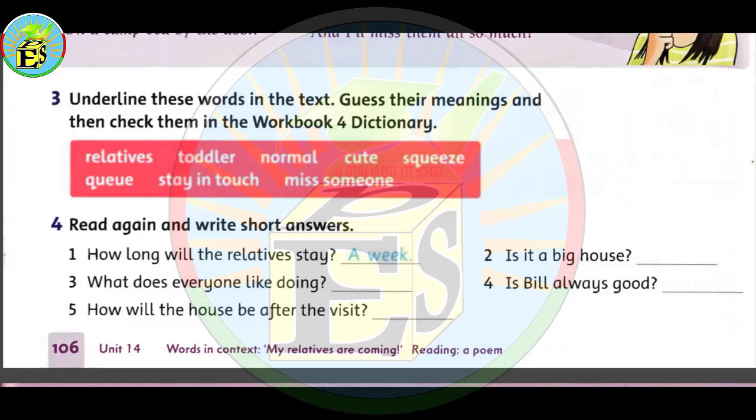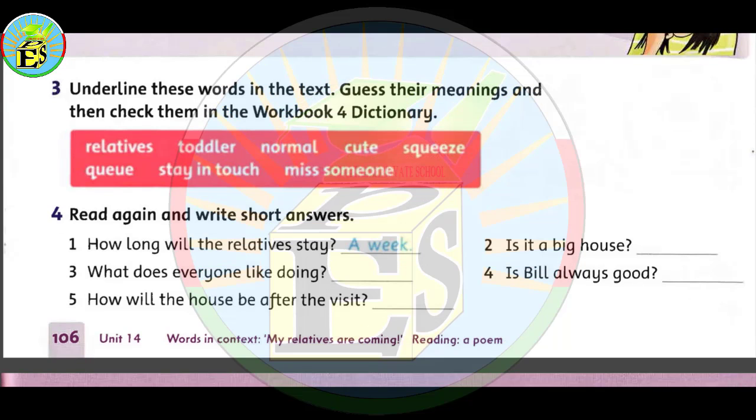Now we will move to task number 3, and here we have to underline the words that we have inside this box and try to guess their meanings. And after that we will open our workbooks on the last pages in the dictionary section, and we will read the meanings provided in the workbooks. So the words that we have are relatives, toddler, normal, cute, squeeze, queue, stay in touch, and miss someone.